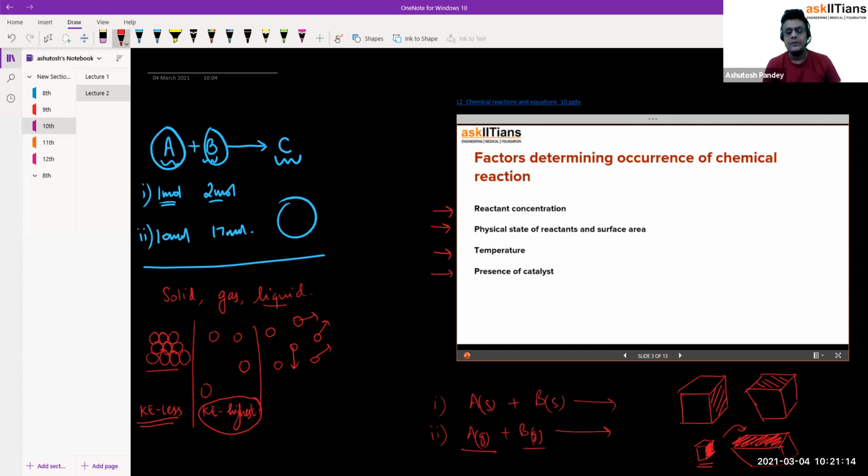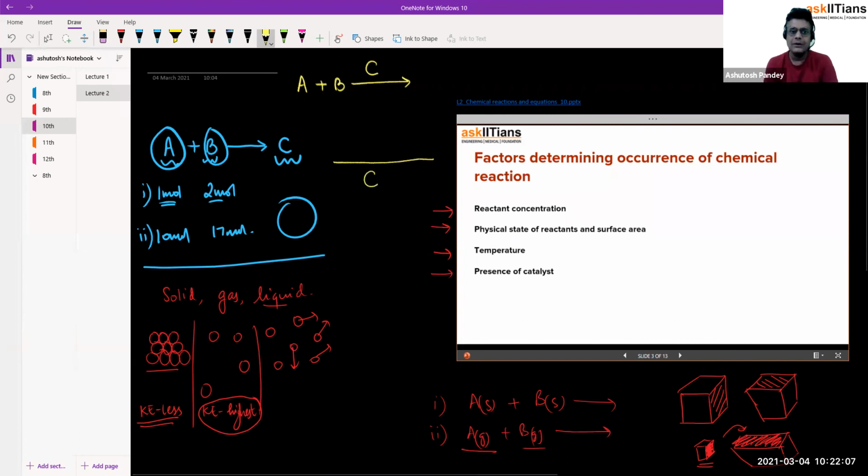Then, presence of catalyst. Some of the reactions are like this; let me tell you. Let's say we have A and B, and A and B are not very comfortable with each other. Let's take one example: they are not very comfortable interacting or reacting with each other. But if we bring in some C, now A can easily form a bond with C, and B can also easily form a bond with C.